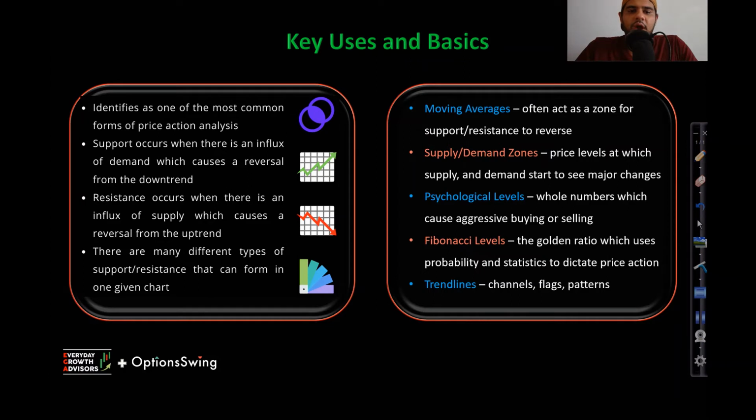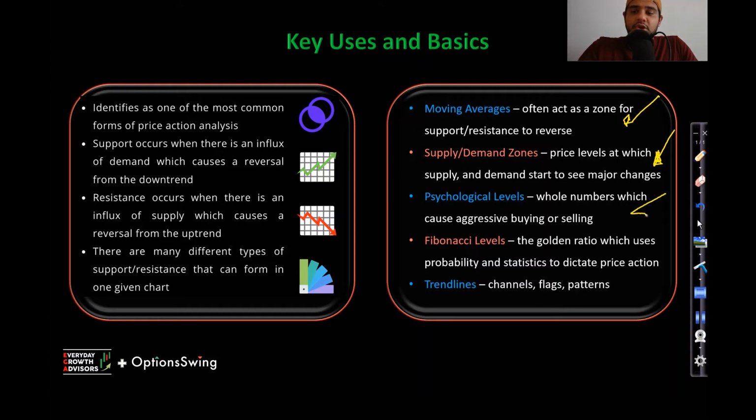Then there are many different types of support and resistance that can form in one given chart, and some of these are, for example, moving averages. These are natural support and resistance zones. Then there are supply and demand zones, where I'll show you that there are price zones rather than price levels. Many people think there are only price levels, but there are price zones where things can reverse.